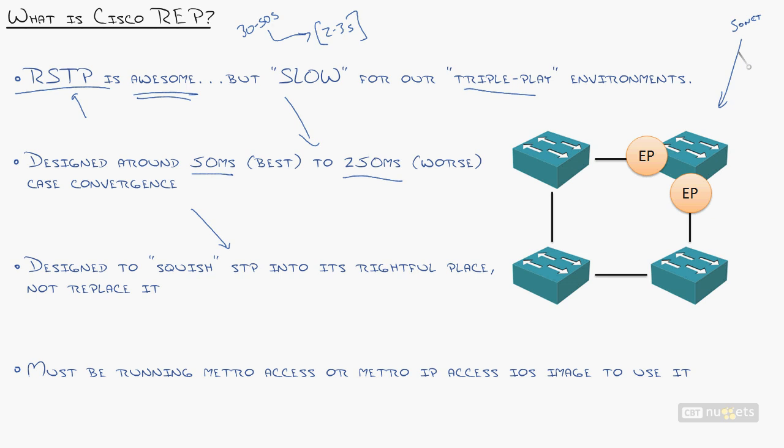We plug in all the links and Spanning Tree figures it out. It says, okay, what's the best way to the root bridge, and then block the redundancy, right? We know how Spanning Tree works. Well, Cisco REP is not out on a mission to replace Spanning Tree, but to squish it into its rightful place, the core. Put it back in the core of the service provider or in the enterprise of the customer.